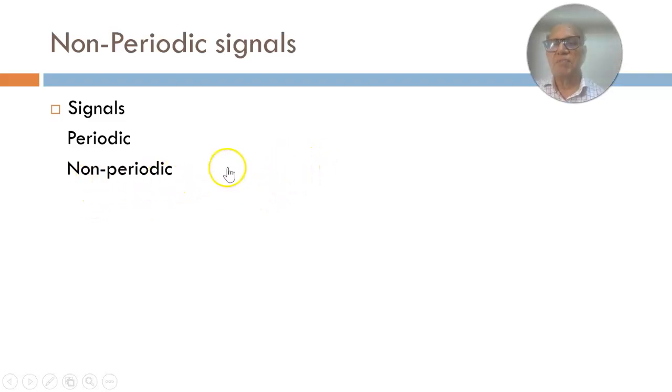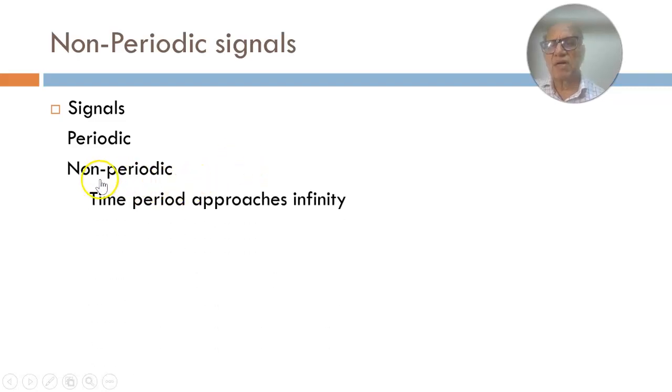Now, what is a non-periodic signal? Clearly, it is a signal which never repeats itself. Or you can play a mathematical trick and say that it repeats itself after infinite time, which is as good as saying that it never repeats itself. So it is called a non-periodic signal. So its time period approaches infinity.